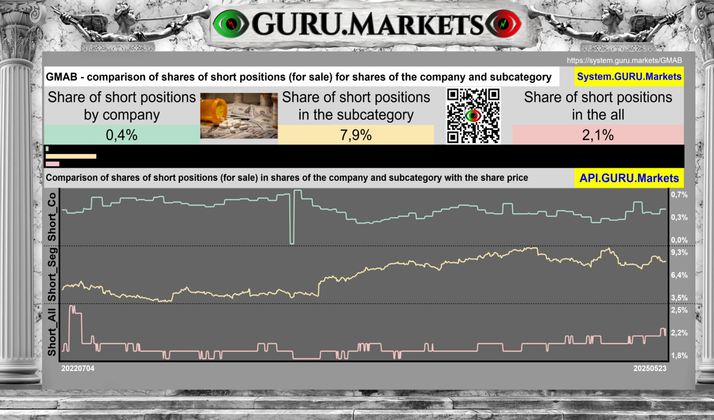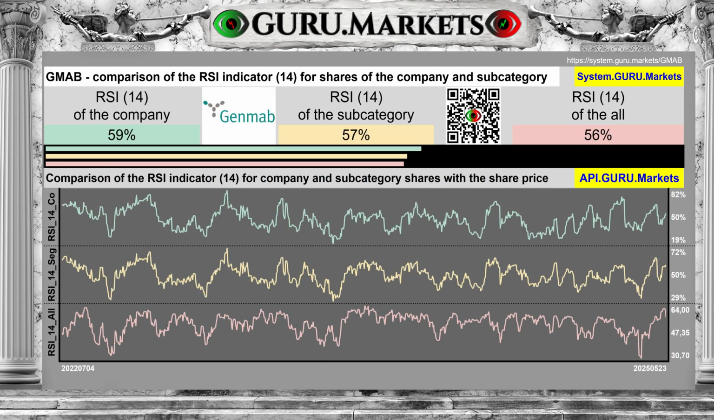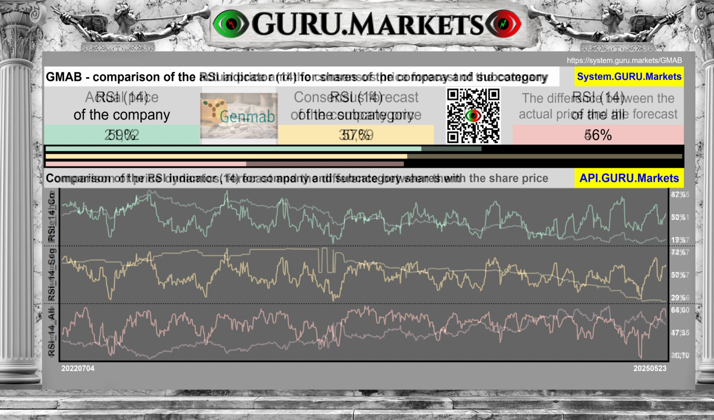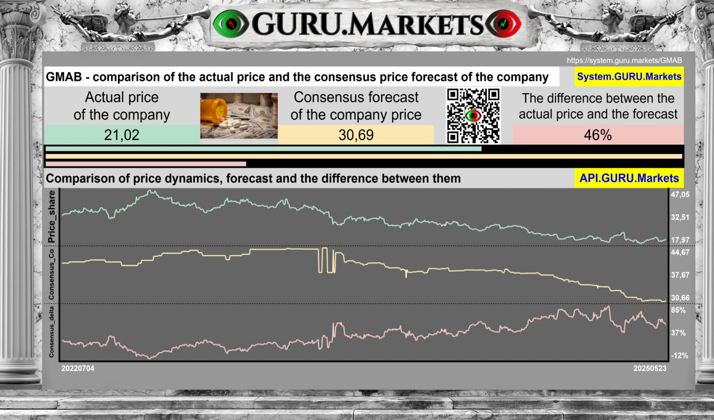This is an indicator of possible risk of a short squeeze. Technical indicator RSI 14 shows a level of 59% for the company GenMab AS. For the subcategory, the RSI 14 level is 57%. The company's stock is currently valued at approximately $21.02. The consensus price estimate for the company's shares is approximately $30.69. The difference between the current price and the consensus forecast is approximately 46%.